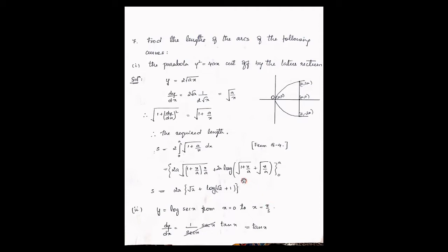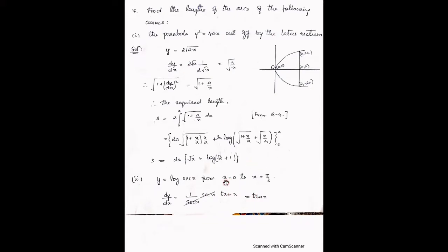We'll move on to the second one. y is equal to log secant x, x is equal to 0 to x is equal to pi by 3. Okay, and this is also in Cartesian form. So I'll be using the Cartesian form formula. So I need dy by dx for that formula. So I'll be differentiating this with respect to x. So the derivative of log secant x is 1 by secant x into the derivative of secant x. The derivative of secant x is secant x into tan x. And this secant x and this secant x will get cancelled. And we are left with tan x.